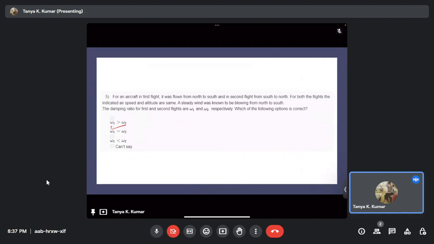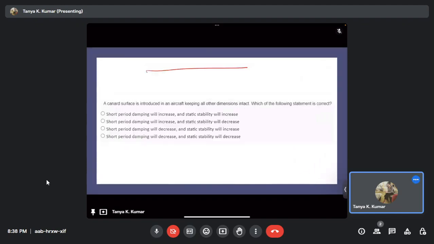Okay, next question. A canard surface is introduced in an aircraft keeping all other dimensions intact. Which of the following statements is correct? What is a canard? It's a surface that is added ahead. So if this is your wing, this is your tail, a surface that is added ahead of the wing. This is wing, tail, canard. And say your CG is somewhere here.